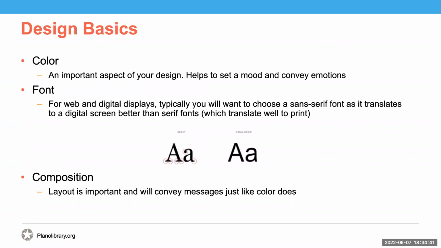So some design basics. First, we have color. Color is a very, very important aspect of your design, and it helps to set a mood and convey emotions. If you've ever read about color theory, certain colors do convey certain emotions. For example, the color red tends to convey energy and urgency. Green tends to convey a feeling of wealth and relaxation. Blue can be seen as a trustworthy color and conveys a sense of security. Black is powerful and sleek, and then purple can be soothing and calm.